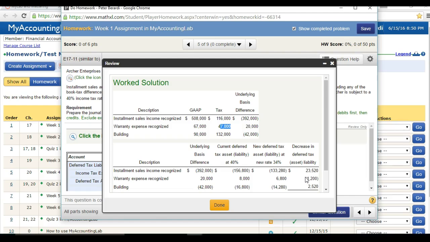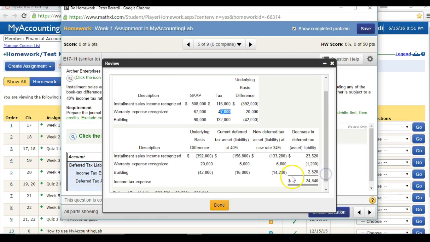Now take the new tax rate of 34% and multiply the difference by 34% and basically do the math. The decrease in deferred tax asset or liability. So from 156 to 133,280, we decreased our liability. To go from 8,000 to 6,800, we decreased our asset. And to go from 16,800 to 14,280, we basically decreased our liability.